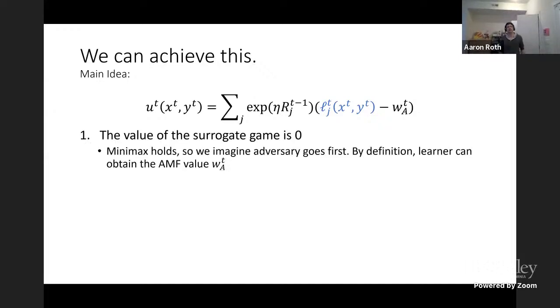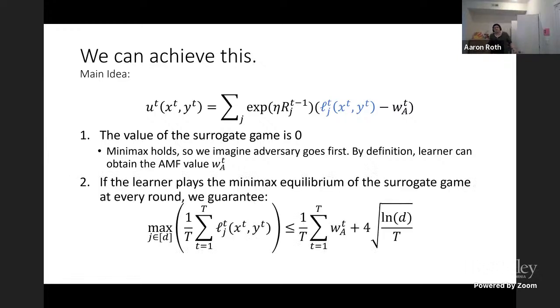And note that it's very easy to derive that the value of this surrogate game is 0, because the minimax theorem applies. So when we're analyzing the value of the surrogate game, we can pretend that the adversary moves first, because the minimax theorem says the value of the game is the same whether the adversary or the learner moves first. And if the adversary moves first, then by definition, we can achieve the adversary-moves-first value of the game. That was the definition of the adversary-moves-first value of the game. And so we can guarantee that in every coordinate, our loss is less than the adversary-moves-first value of the game. And so the value of the surrogate game cannot be more than 0. Right, so we're taking advantage of the fact that we've moved to a convex-concave game so that we can swap the min and the max and achieve the adversary-moves-first value of the game.